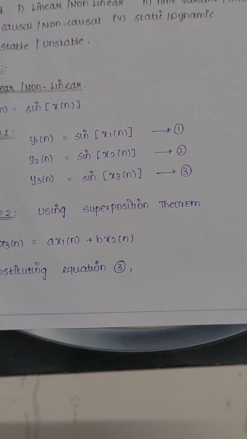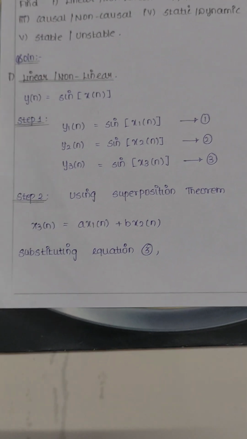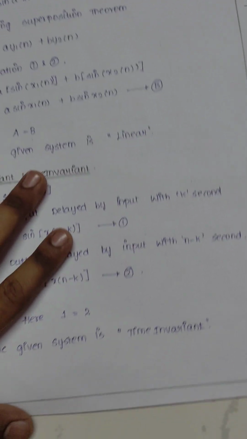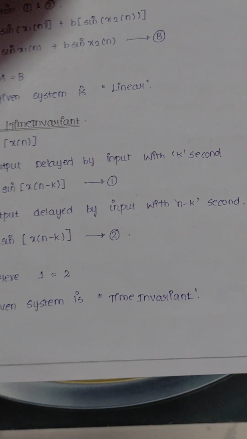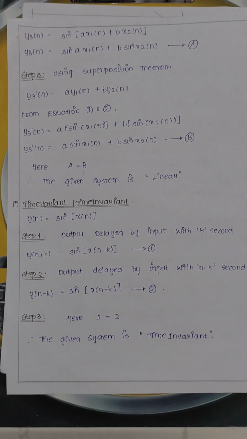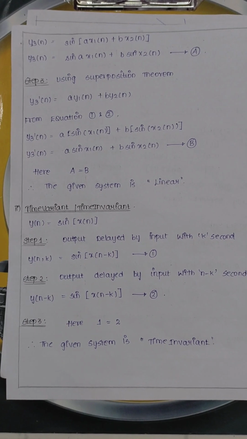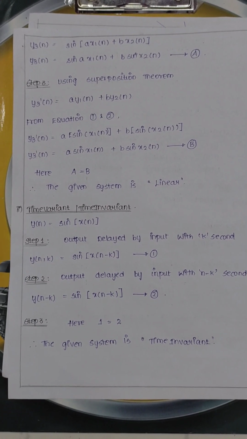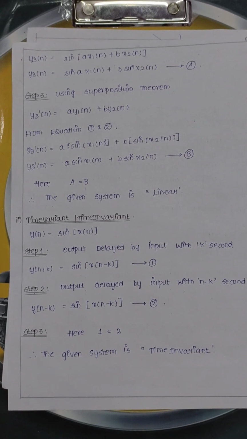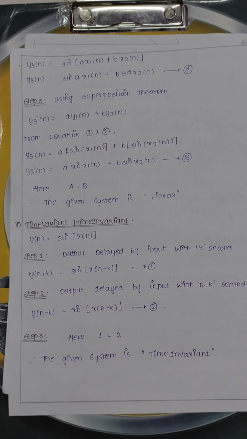So I am taking the LHS part, x3 of n is equal to a x1 of n plus b x2 of n. Substitute the equation. Therefore, y3 of n is equal to sine of a x1 of n plus b x2 of n. That is, y3 of n is equal to sine of a x1 of n plus b sine of x2 of n. Equation number A. Now come to the next step.